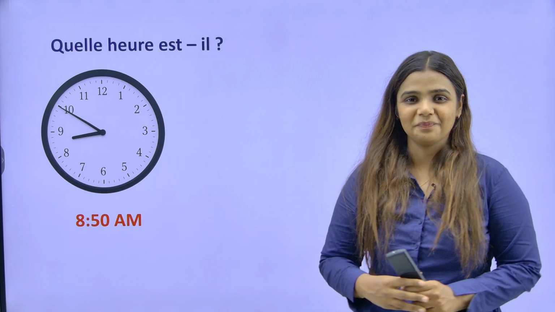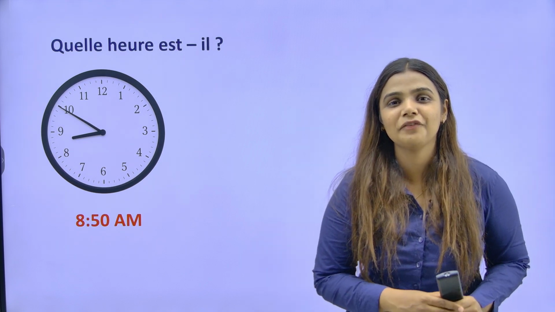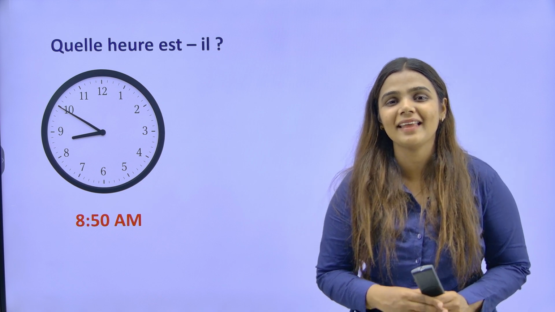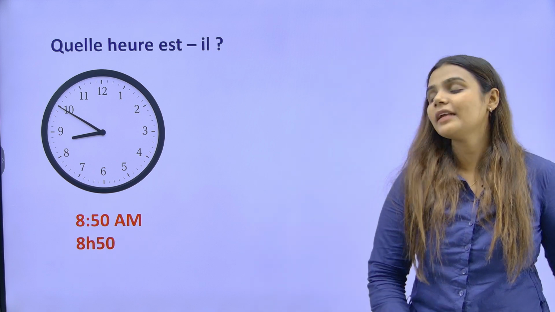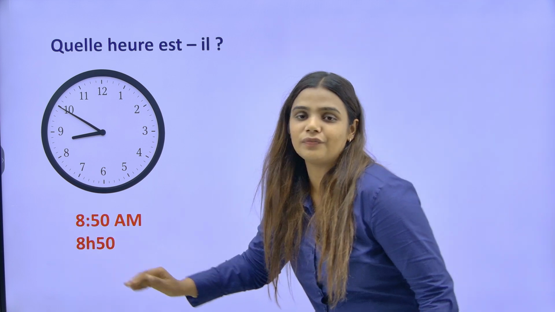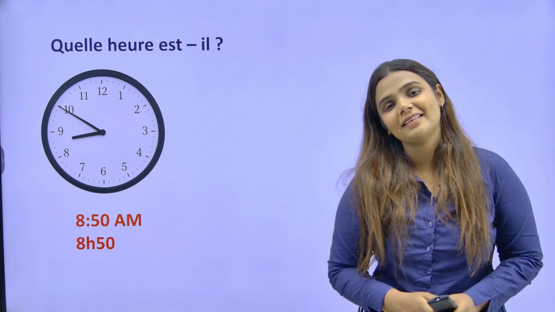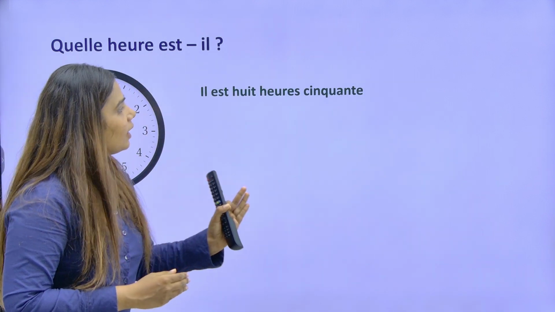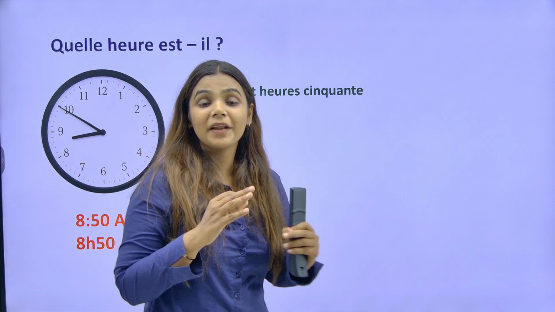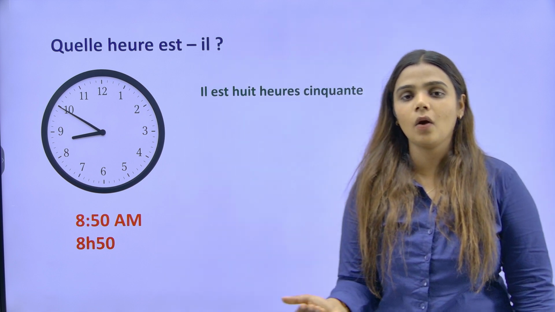Quelle heure est-il? And it is 8:50 in the morning. How am I going to write it in digits? Yes, you are absolutely correct. I will be saying 8:50. How am I going to say this in French? Yes, you are correct. I will say il est 8h50. Bravo.